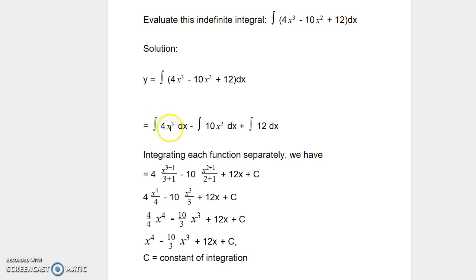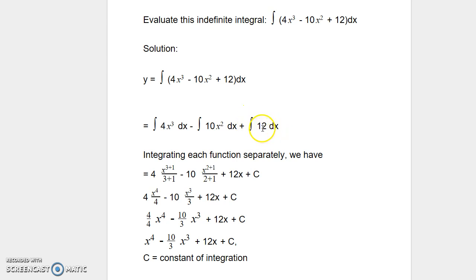Since 4 is a constant term, we're going to take it outside of the integration process and then write it out as 4 times x to the power of 3. When we use the power rule, it changes to x to the power of 3 plus 1 divided by 3 plus 1, minus the second part. The 10 is a constant, so we're going to take that outside of the integration process and write it out as 10 times. When we apply the power rule to integral x squared dx, it converts to x to the power of 2 plus 1 divided by 2 plus 1, plus the third part of the problem.